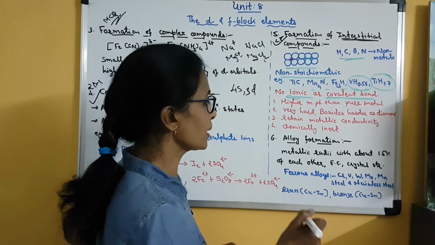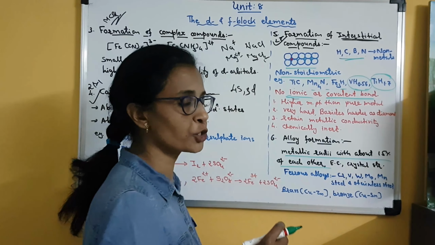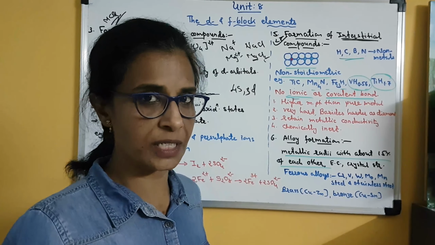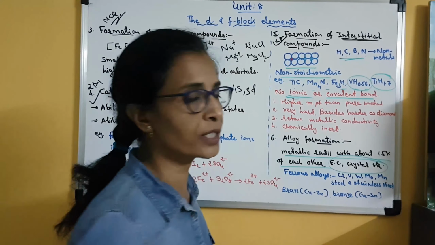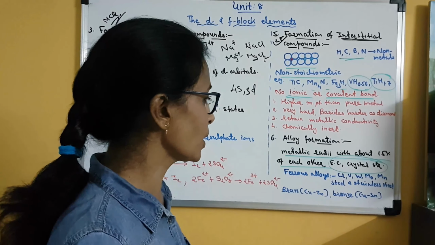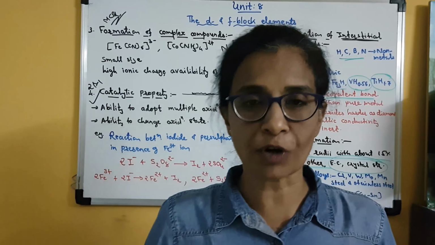Clear? But the important thing you have to remember is that metallic radii should not differ by more than 15%. These two factors are not mentioned in the textbook, so if you don't remember them, it will do. But this is just for your knowledge. I told you that these are also responsible factors for alloy formation.